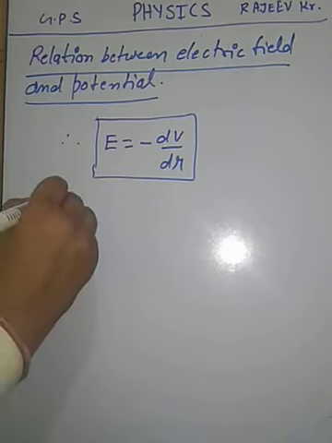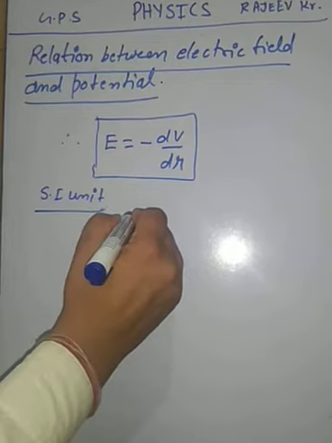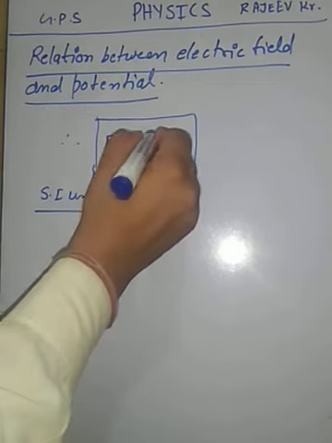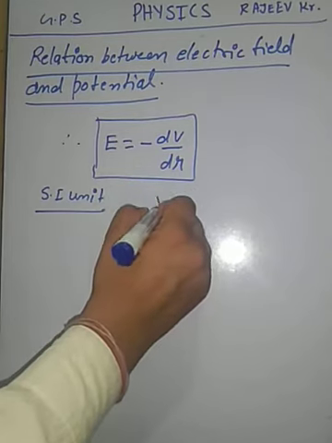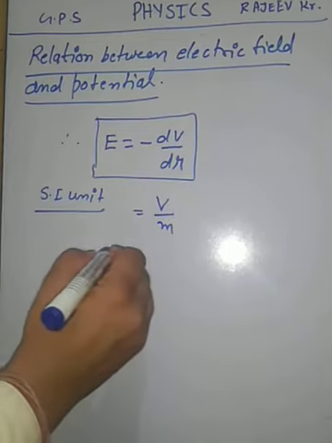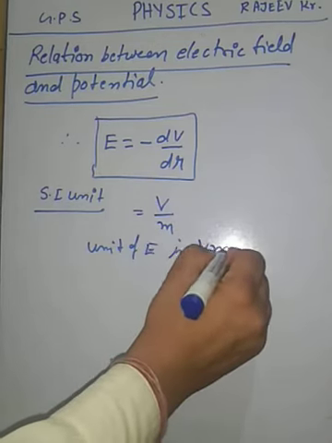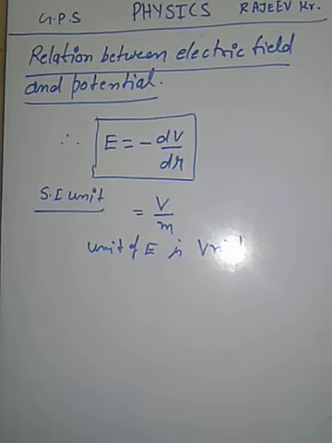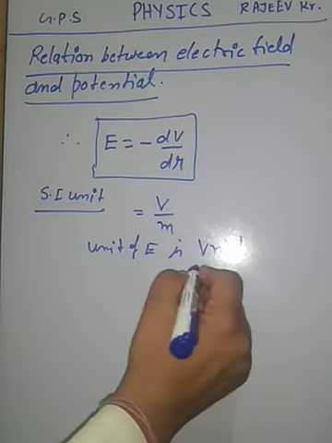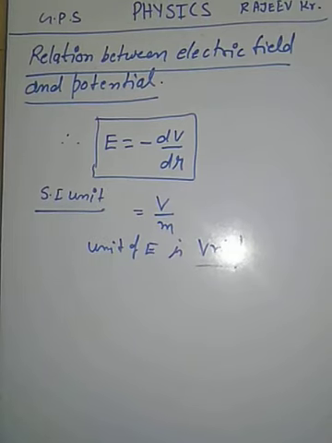Now to calculate its SI unit, it means of electric field, we can use this relation. The unit of potential is V, that is volts, and the displacement is meter. Then the unit of E is V m raised to the power minus 1. Earlier we studied that the unit of electric field is Newton per Coulomb. Now the new unit we got, volt per meter, is also the unit of electric field.